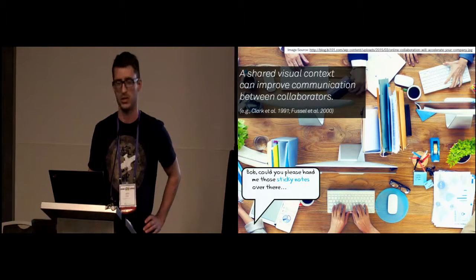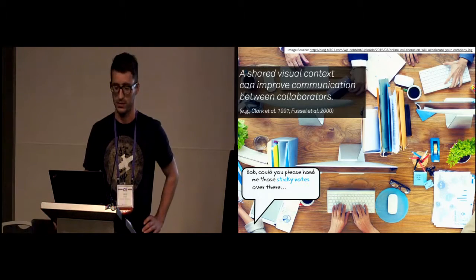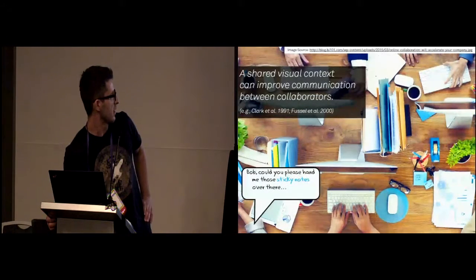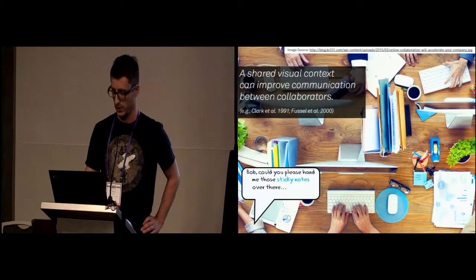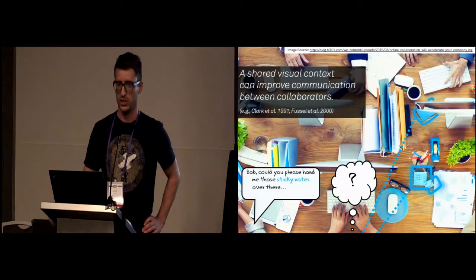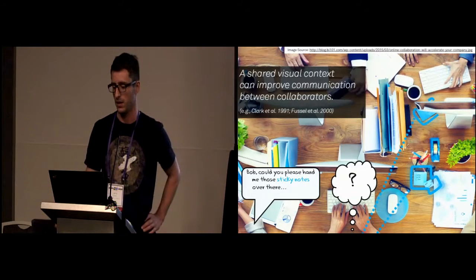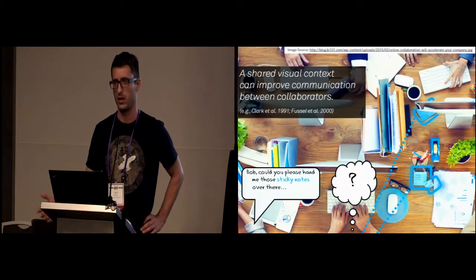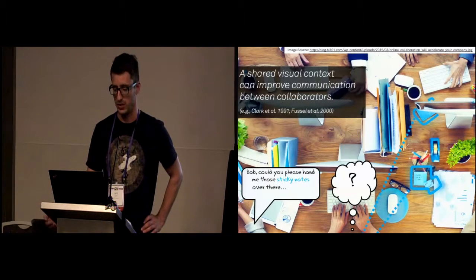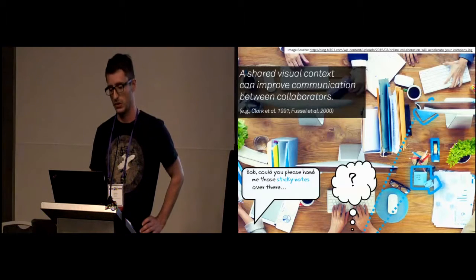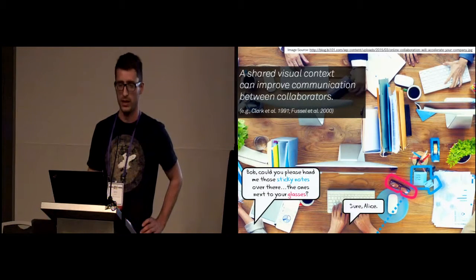So she uses the deictic expression over there. Could you please hand me those sticky notes over there, which is a bit problematic because such expressions don't really specify the object of interest or the location of which one it is. As you can see, there are two sticky notes on the table, and Bob gets confused about the ambiguous spatial expression.